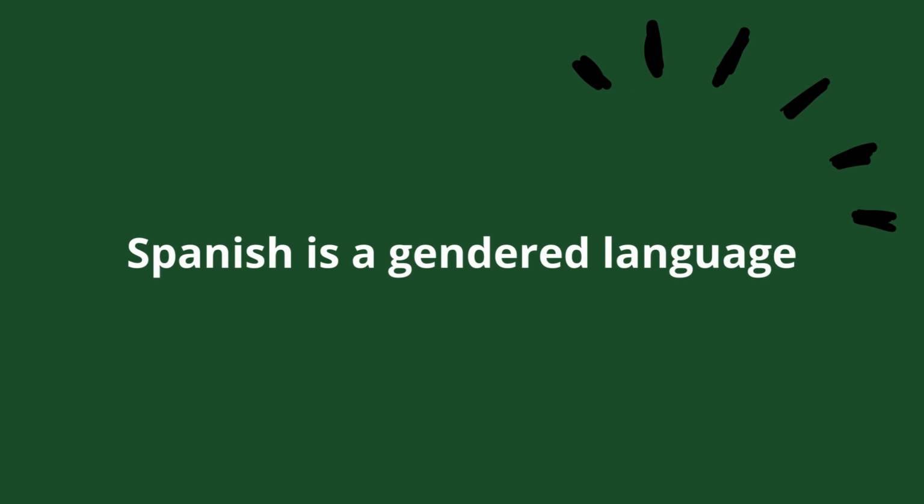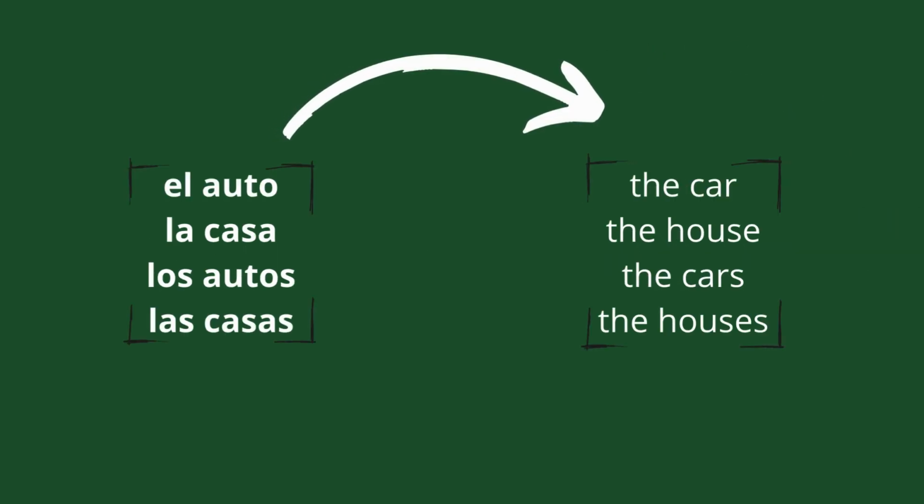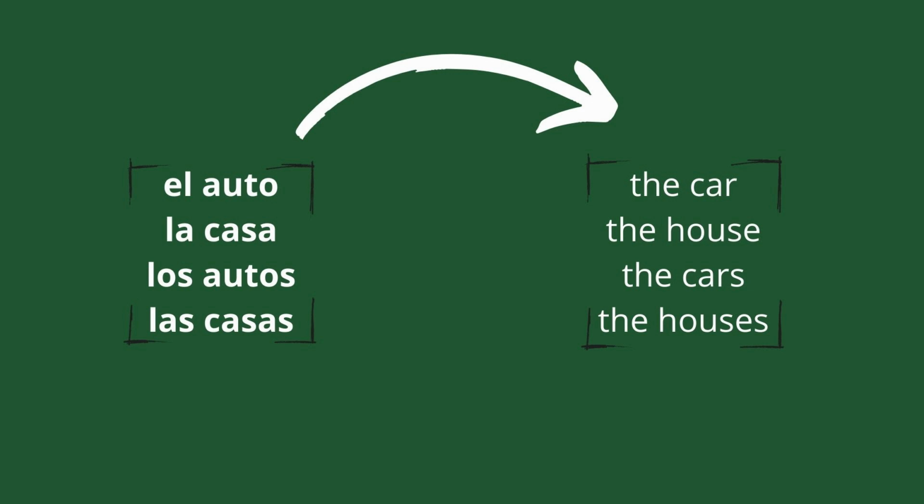Let's take a look at this example. El auto, la casa, los autos, las casas. This translates to the car, the house, the cars, and the houses. Let's break this down. Notice how in English we always use the same article. We always use the "the". The car, the house, the cars, the houses. Doesn't matter if it's plural or singular.